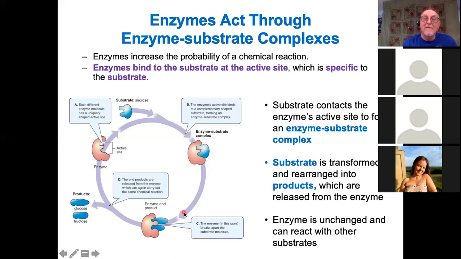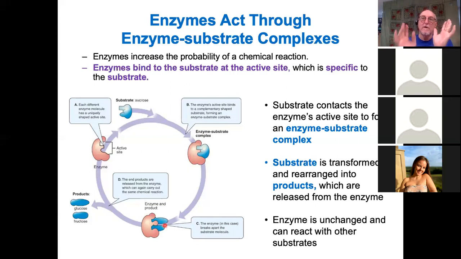Once this happens, the binding creates a compound. It's a compound between the enzyme and the substrate. We refer to it as the enzyme substrate complex. Once that happens, this induces change in the actual shape of the enzyme itself. And the enzyme actually moves to stress this bond here between the glucose and the fructose. It actually physically causes this bond to break.